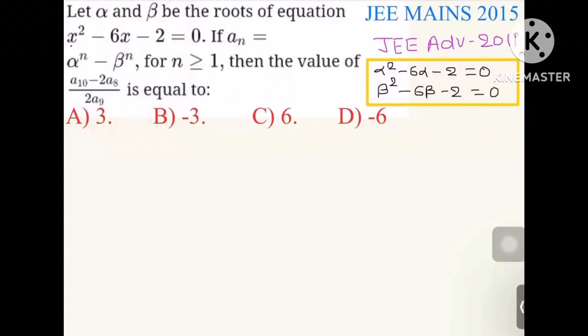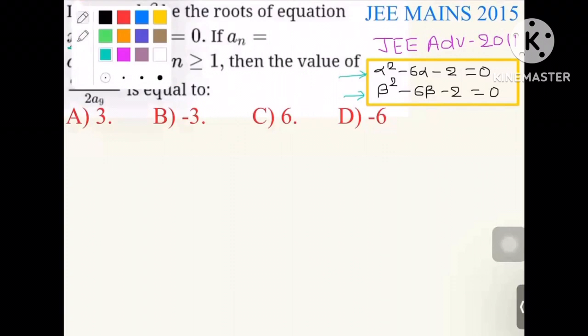As you can see, this question was first asked in JEE Advanced 2011, and the same question was repeated in JEE Mains 2015 and then many a time. So the question is: alpha and beta are the roots of this equation. If alpha and beta are the roots of this equation, we can conclude that alpha squared minus 6 alpha minus 2 equals 0 and beta squared minus 6 beta minus 2 is equal to 0.